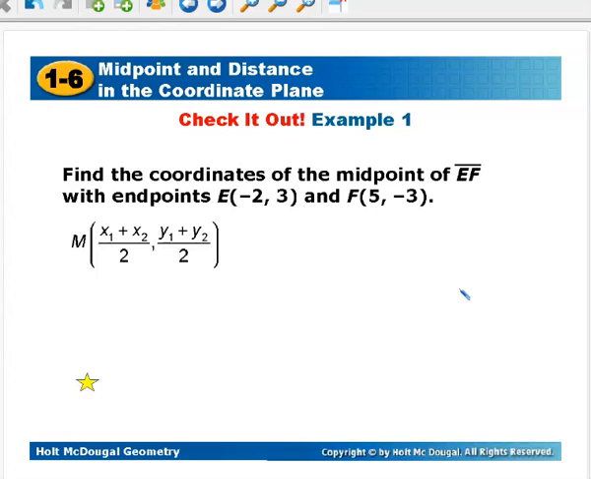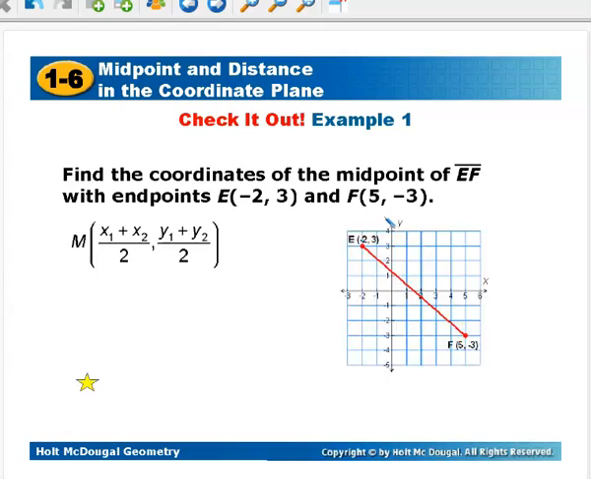All right, here's another one for you to do on your own. We want to find the coordinates of midpoint EF, where we're given endpoints -2, 3, and 5, -3. So go ahead and pause the video and work out this problem to find the midpoint.